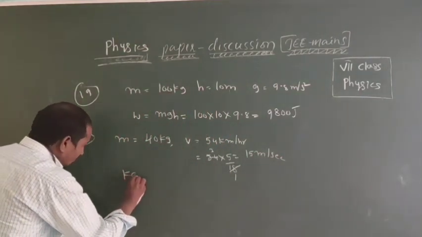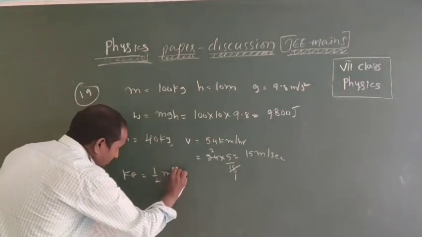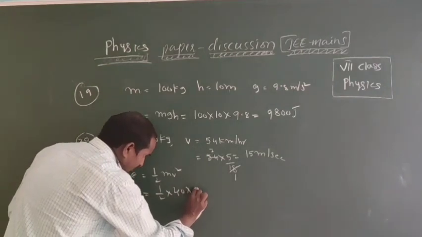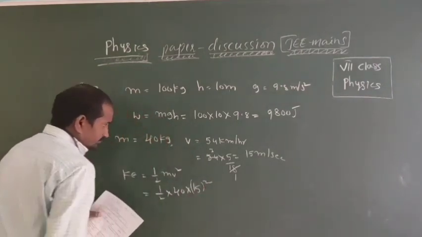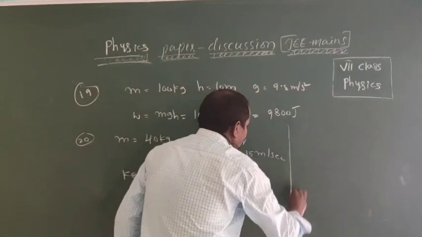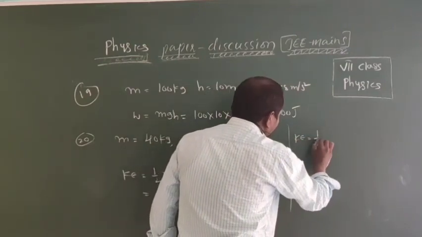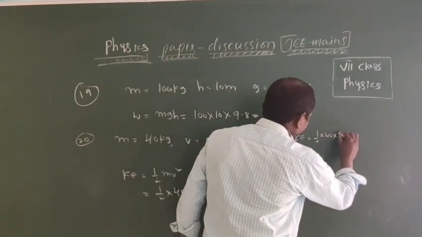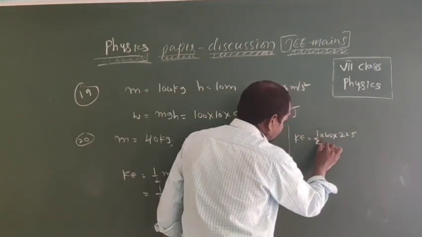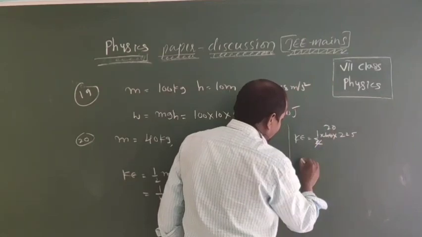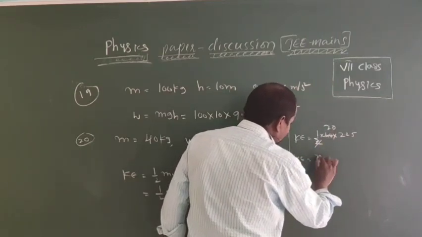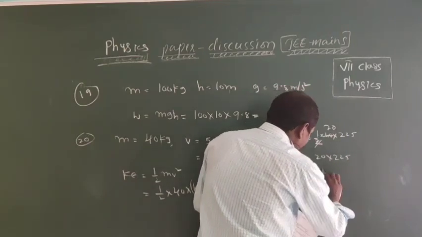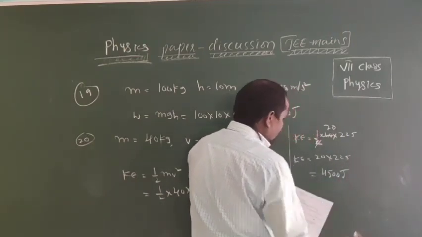So here K equal to half into m into v square. So half into 40 into 15 whole square. So K equal to half into 40 into 15 square, that is 225. So K equal to 20 into 225, that equal to 4500 joules.